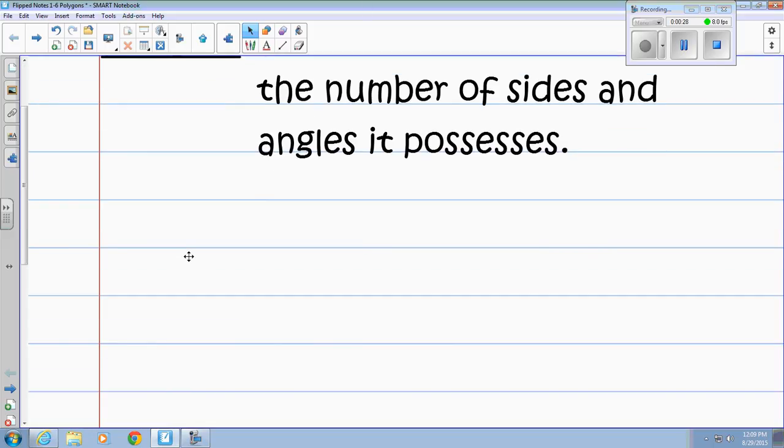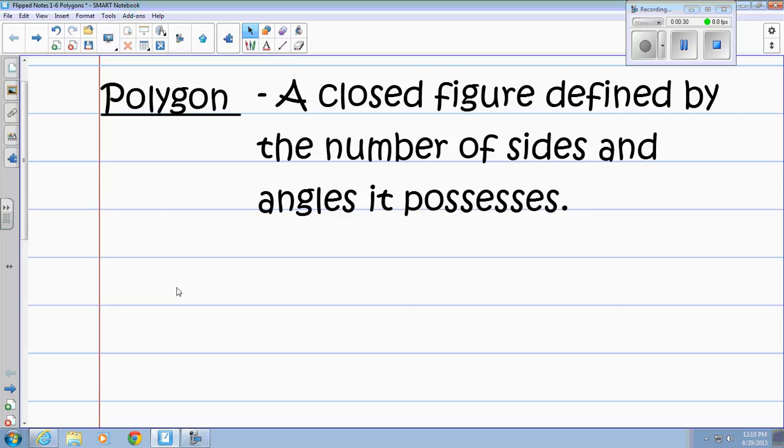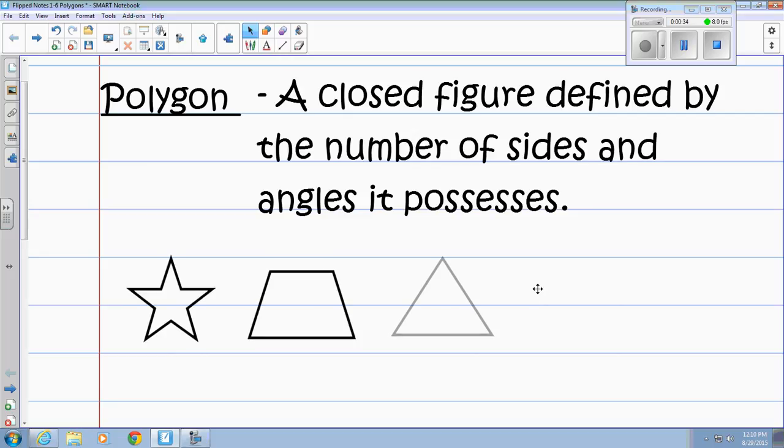We have several different examples of polygons. So you can pick any one of these or draw your own to give an example of a polygon. Of course, it can't contain any curved edges. All the sides have to be straight, and it cannot be an open figure. It has to be closed.